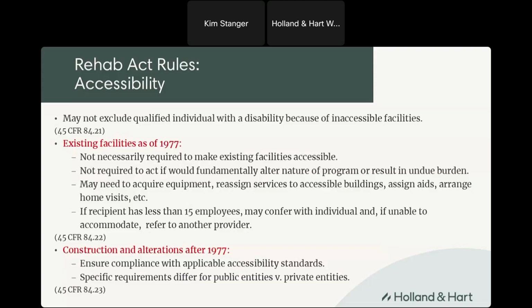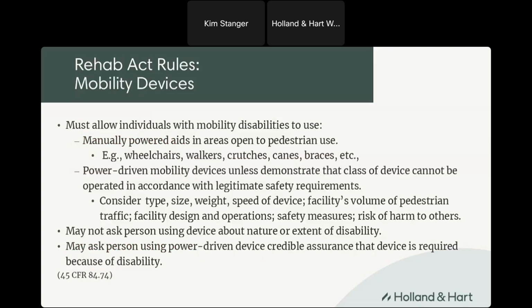Note that if you are a public entity, the standards for public entities are different than for private entities. So make sure that you're using the right standards when it comes to those accessibility issues. The new rule does address mobility devices, so people on a scooter or using a wheelchair. Generally, you must allow individuals with mobility disabilities to use manually powered aids in areas open to pedestrians, such as wheelchairs, walkers, crutches, etc. You need to set up your systems and your facilities to allow their use.